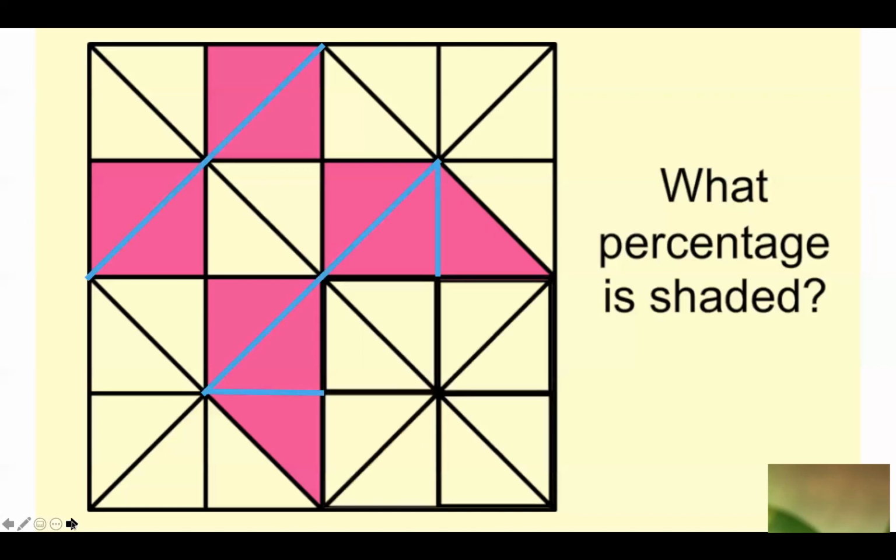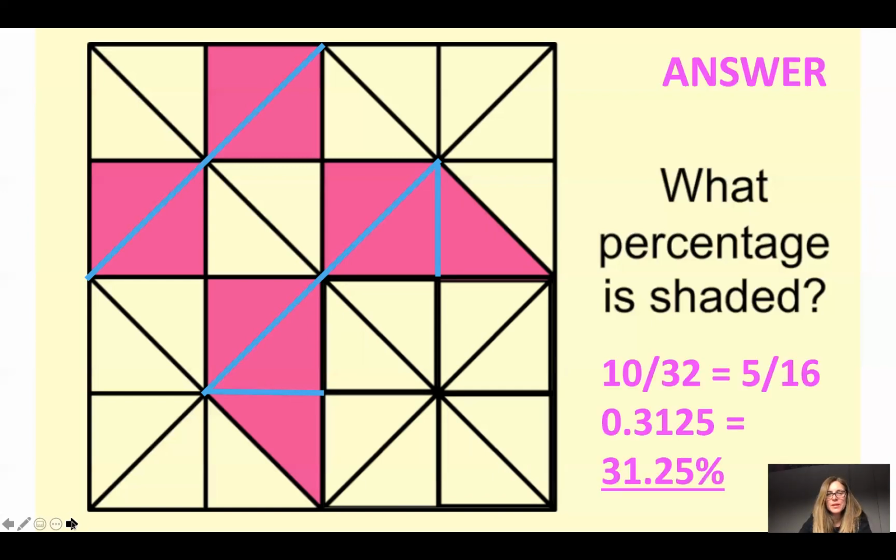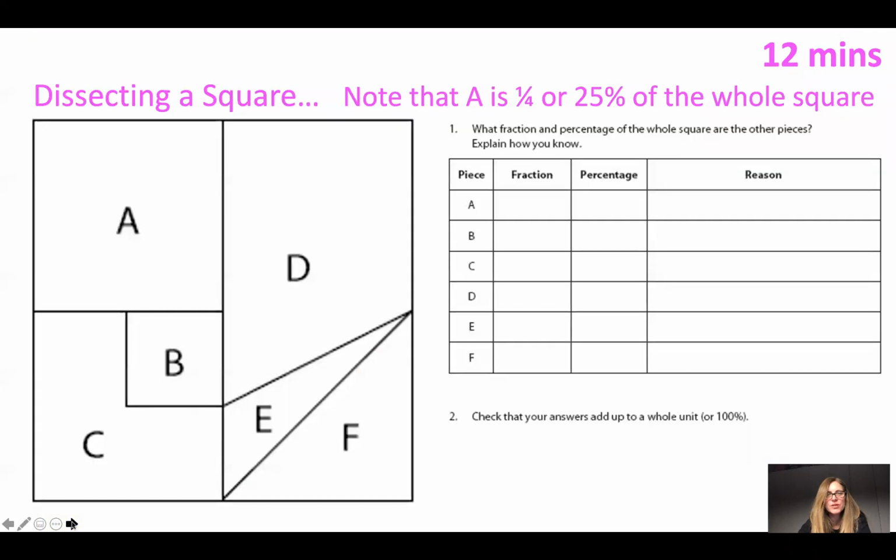Your time's up. I'm wondering if that might help you. If you need a little bit more time, please do pause it. I'm going to put the answer up now. So this time we have 10 triangles out of 32 shaded, which we can simplify down to 5/16. And as a percentage, 5 divided by 16 gives us 0.3125, which we then multiply by 100 to convert it into a percentage of 31.25%.